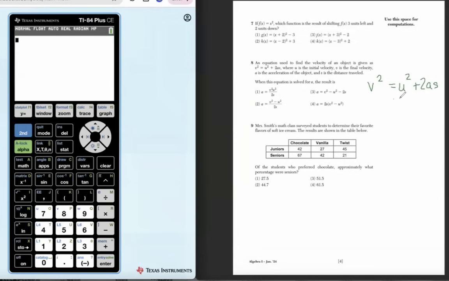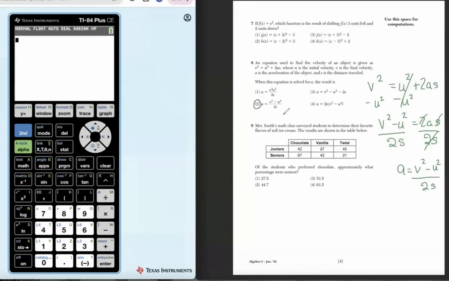So the first step is to, of course, subtract u squared. That's just the easiest thing for us to do. So now we have v squared minus u squared equals 2as. Notice a is being multiplied by 2 and s. So what's the opposite? Well, we're going to divide by 2s. So we are going to be left with a equals v squared minus u squared divided by 2s.